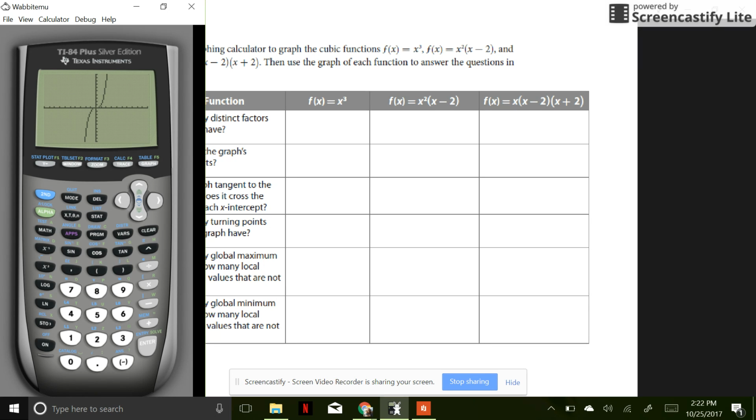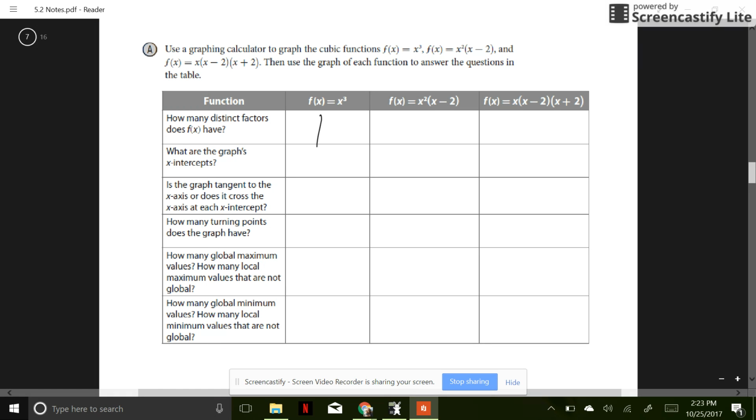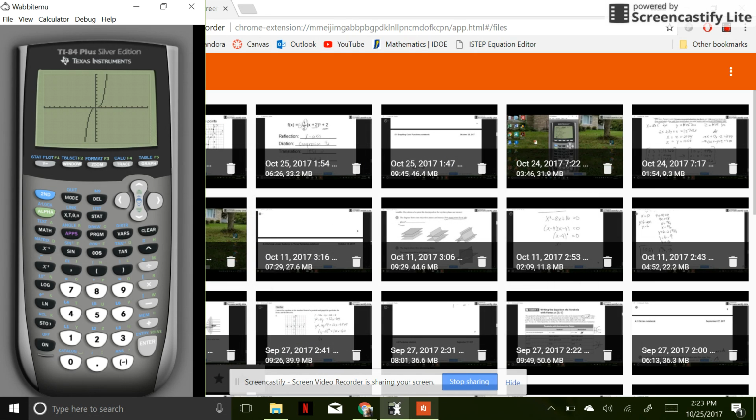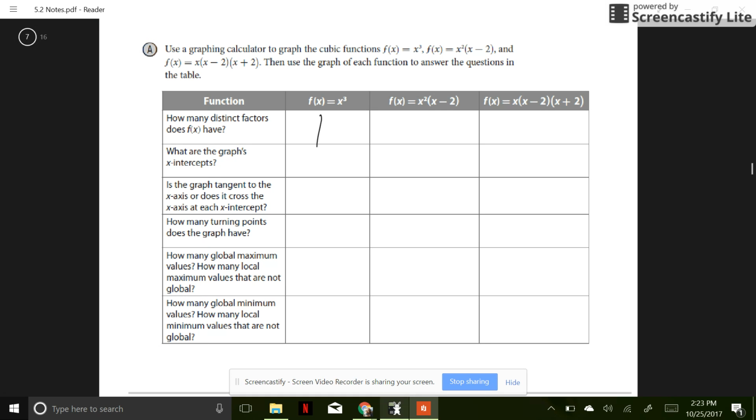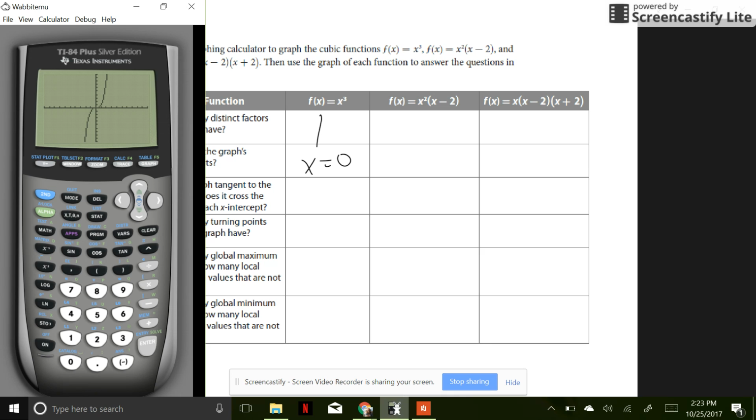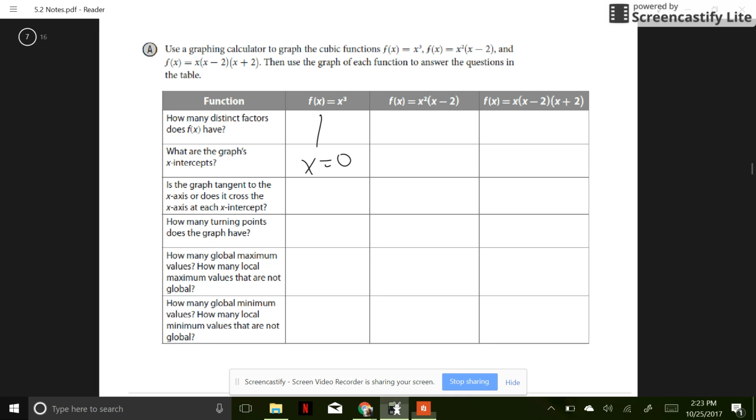How many distinct factors does it have? How many times does it touch or cross the x-axis? Well, it only has 1. What are the graph's intercepts? Where are we crossing the x-axis? This time we're crossing at x equals 0. Is the graph tangent to the x-axis or does it cross at the intercept? In this case, it's going to cross.